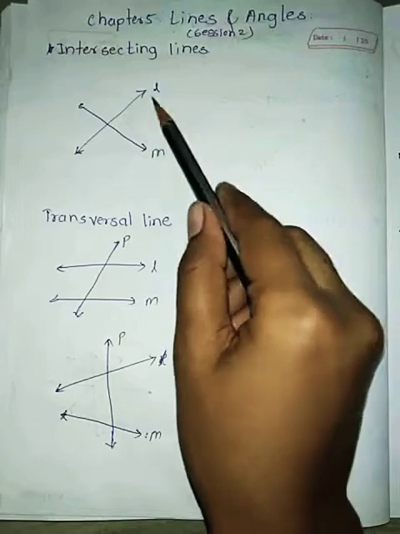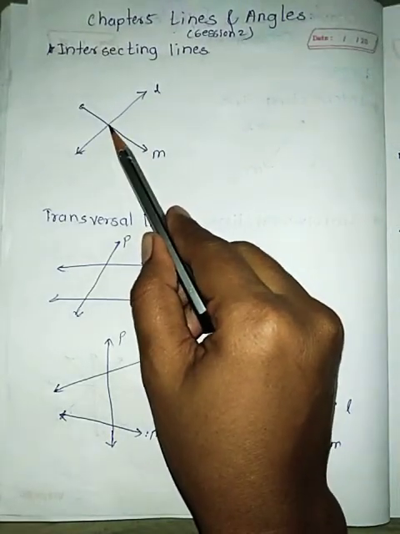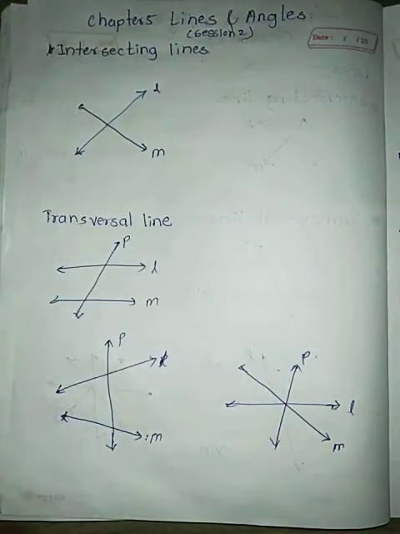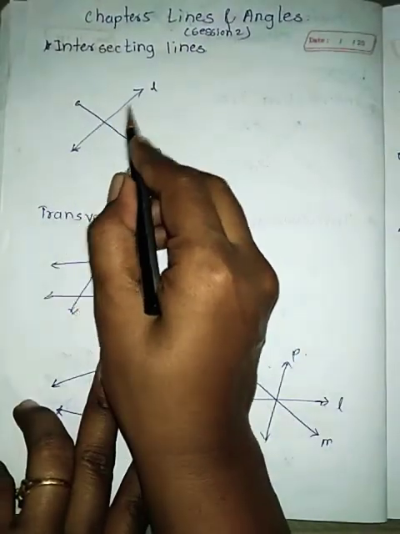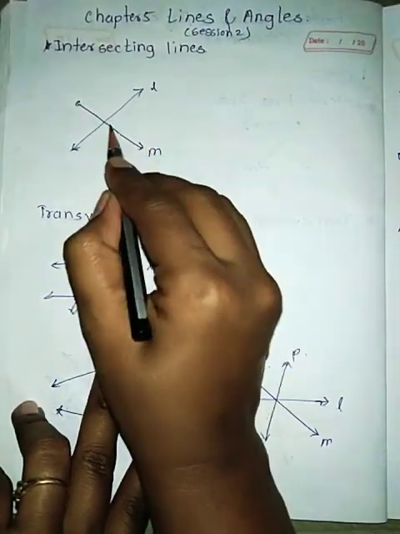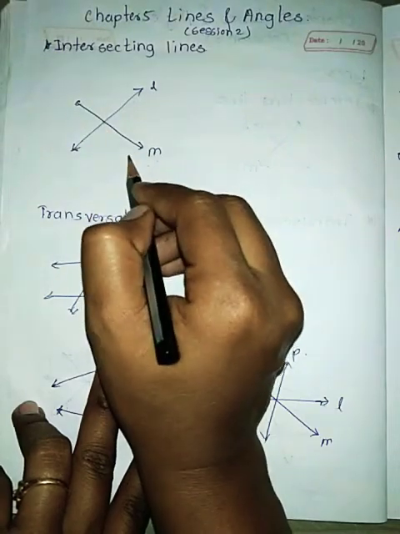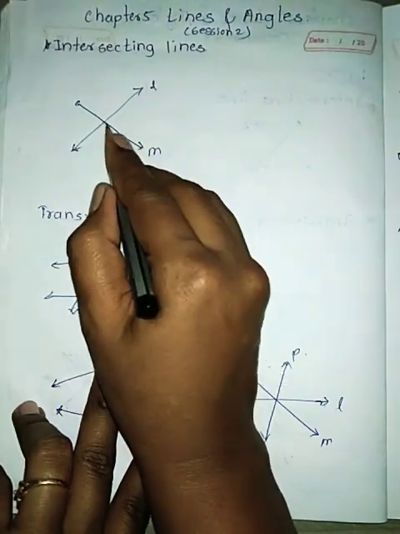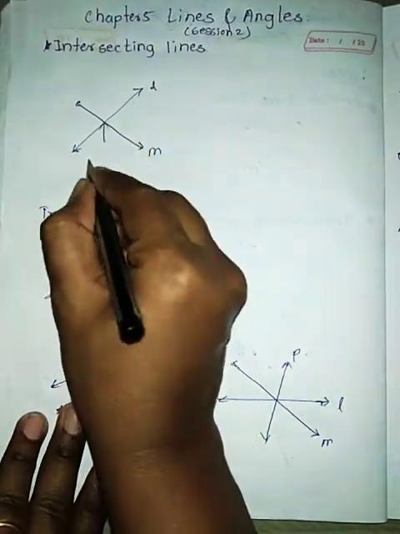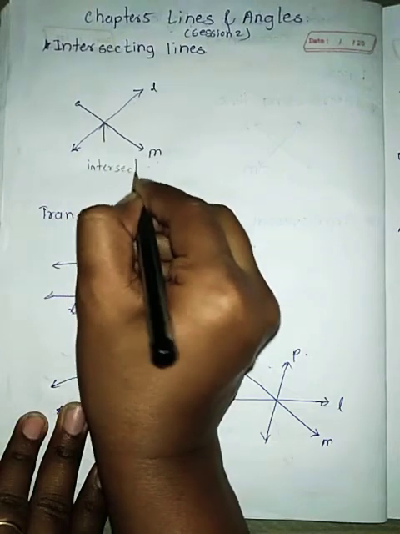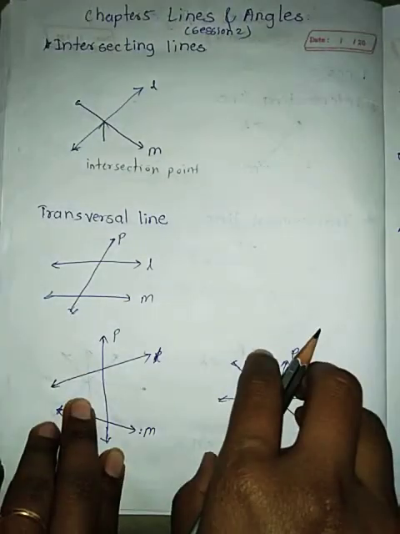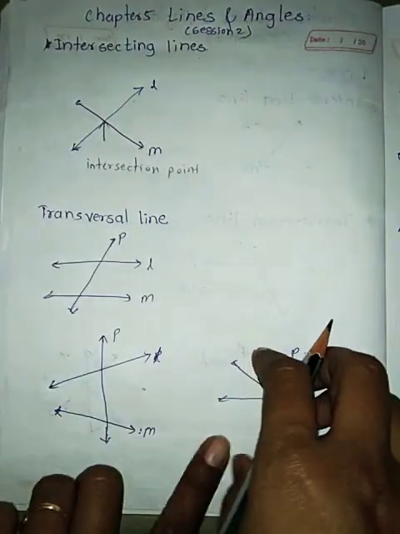Intersecting lines means what? The two lines which intersect at one point, or one point is common between the two lines. This is L and this is M, and this point is common between these two lines, then they are called intersecting lines, or the two lines which intersect each other, and this point is called the intersection point.